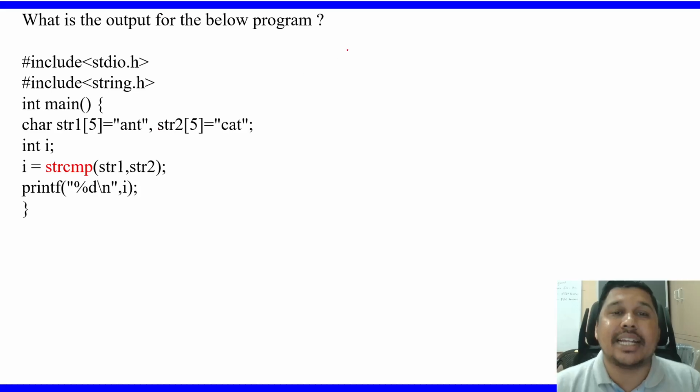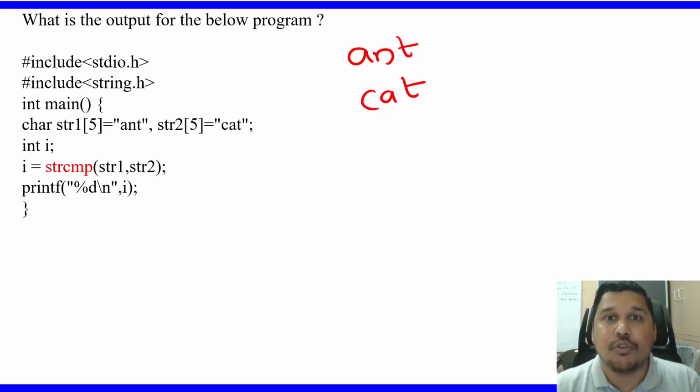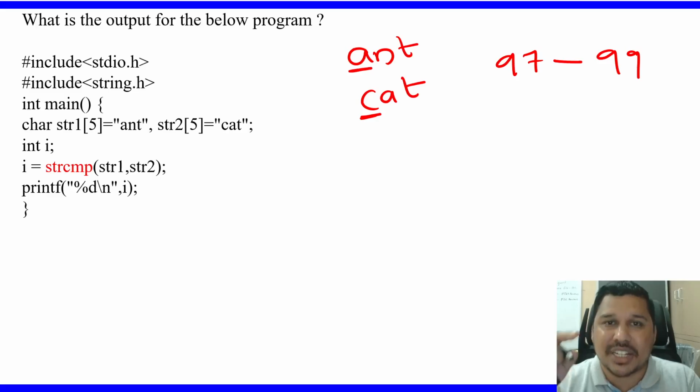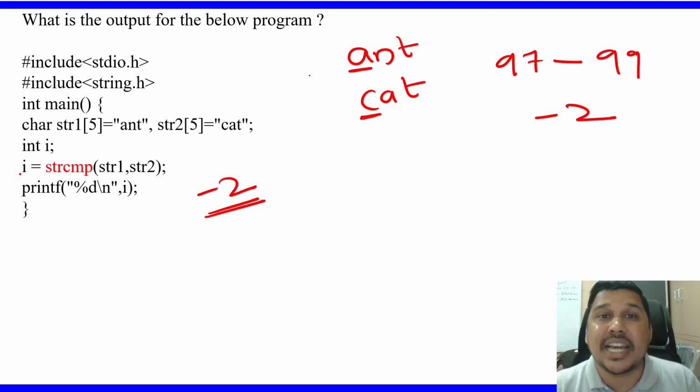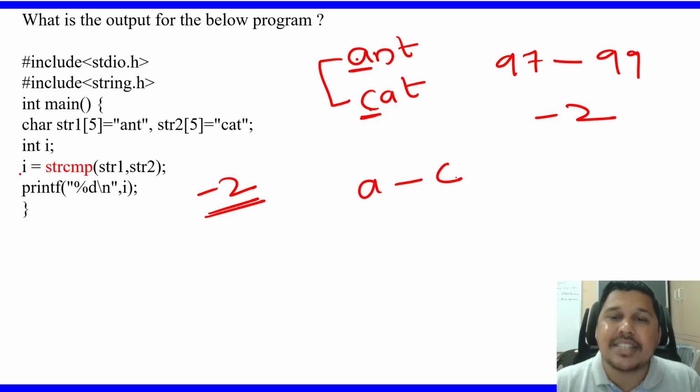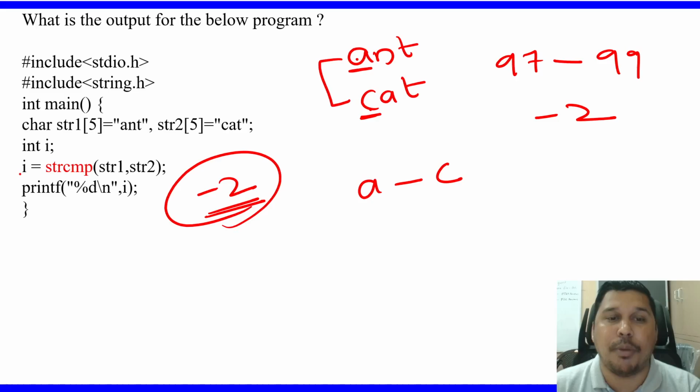See, str1 contains ant, str2 contains cat. I am using strcmp. When you are comparing, it subtracts the ASCII values of the characters. So the first character's ASCII value is 97 minus the first character in string 2, which is 99. So here itself they are not matching. In the first character itself they are not matching. So the output is minus 2. So this i value will contain minus 2. The answer is minus 2 here. Why? strcmp returns the difference of ASCII values. s1 minus s2, a minus c. So the difference of ASCII values, that is minus 2, is the answer for this problem. Okay.